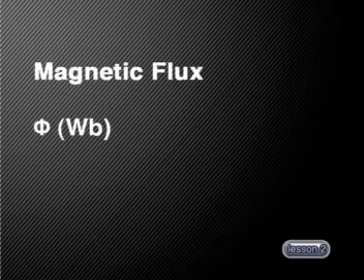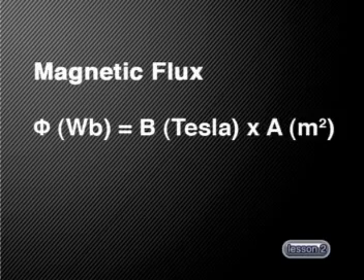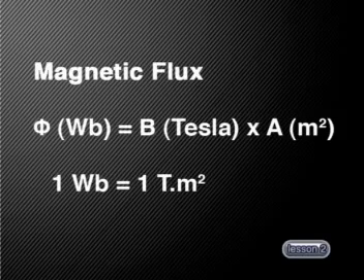The magnetic flux has a symbol phi and is equal to the product of the magnetic field B, measured in Tesla, and the size of the cross-sectional area A, through which the field passes, measured in meter squared. The SI unit for magnetic flux is a Weber, Wb. 1 Weber is equal to 1 Tesla meter squared. The idea of magnetic flux is very important, and we will refer to it again in later lessons.